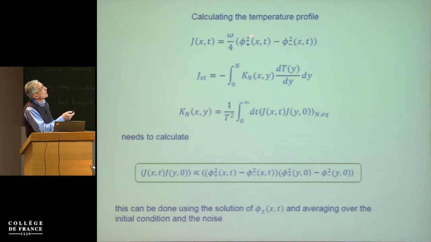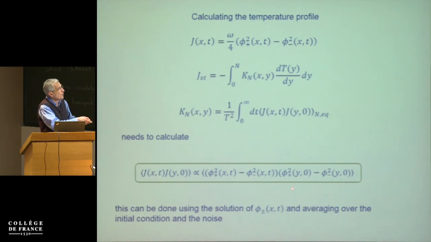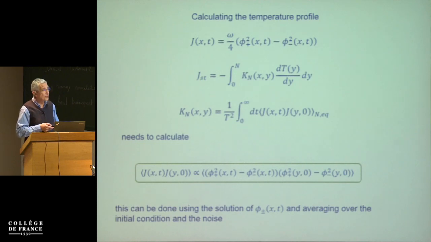So basically, we have to calculate the JJ correlation function, which is phi plus squared minus phi minus squared at x and t, correlated with phi plus squared at y at time t equal to 0 minus phi minus squared at y at time t equal to 0. So basically, it's a phi squared correlation function that we have to calculate. Once we know this correlation function, we have the kernel. Once we have the kernel, we can invert it and calculate the temperature profile, knowing that J, the stationary state current, is just a constant.